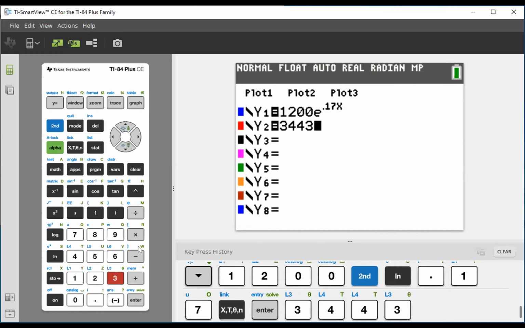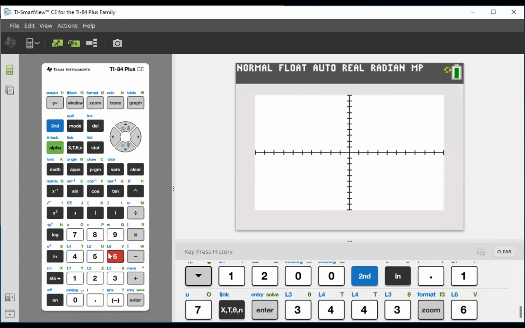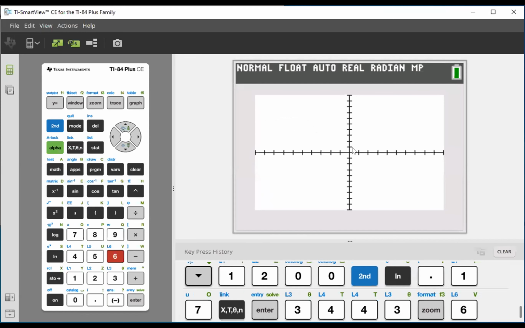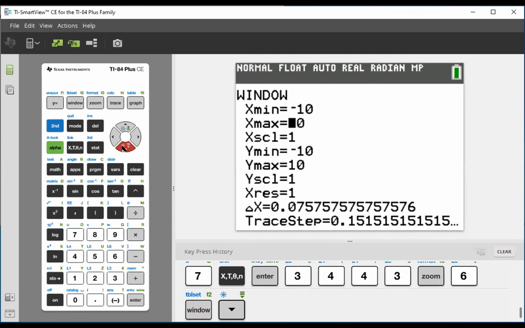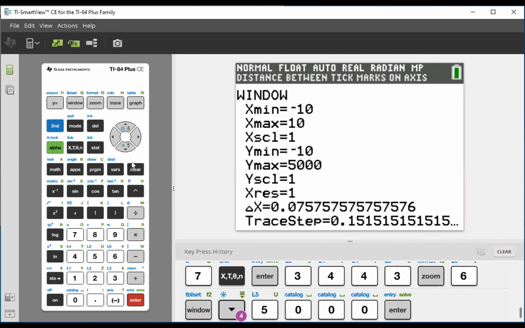Okay, now the first step is to go to zoom and then select number 6. This is the standard view, meaning you have negative 10 to 10 on the x-axis, and negative 10 to 10 on the y-axis. Now, you shouldn't see any graph because what we want is for the y-values to be between 1200 and 3443. So I would like to change my window. I will increase my y maximum to 5000 to cover the two numbers, 1200 and 3443, and then let's graph it again.